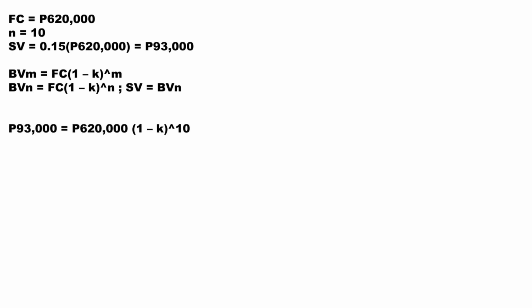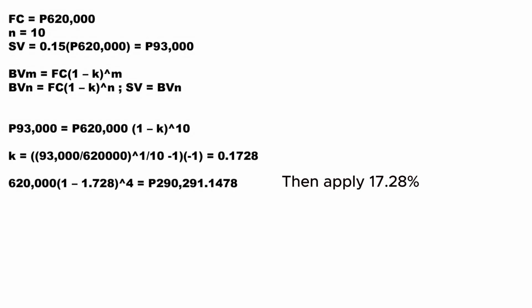In order to get the depreciation rate or K, we either use shift solve in a calculator or algebra like this. After applying the 17.28% declining balance rate for 4 years, the truck's book value is approximately 290,291 pesos. This shows how the value drops faster in the early years under the declining balance method.